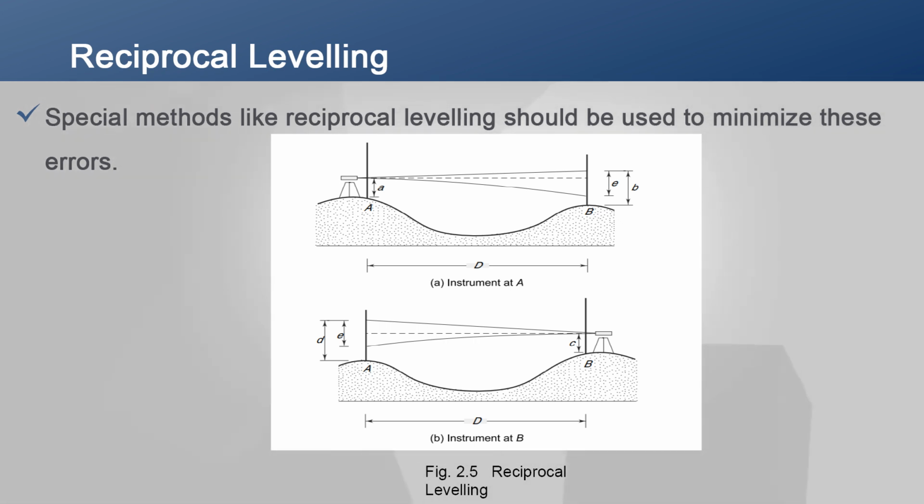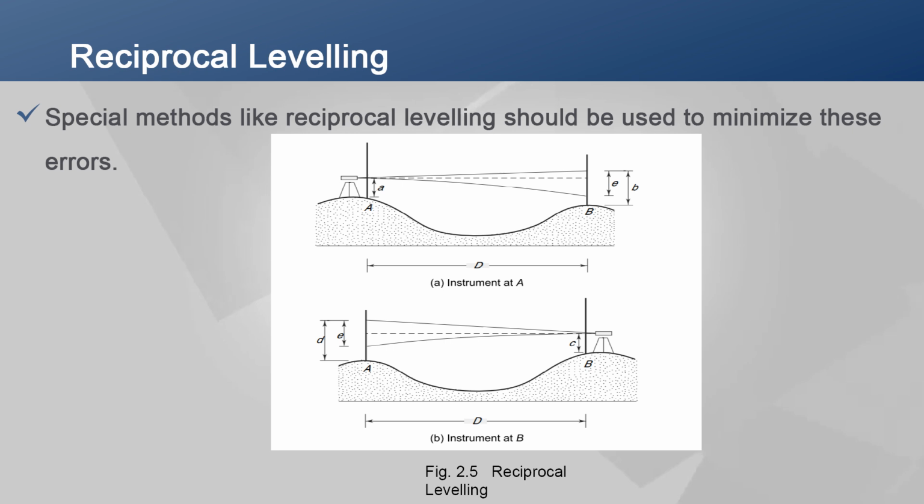The near reading a is without error, whereas the reading b would have an error due to curvature, refraction and collimation. The instrument is then shifted near to B on the other side of the valley, and a reading is taken on the staff held at B and that on A. Let these readings be c and d. The reading c is without error, whereas reading d would contain an error e due to the reasons discussed above.